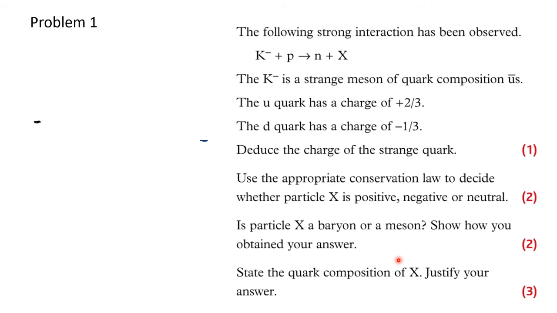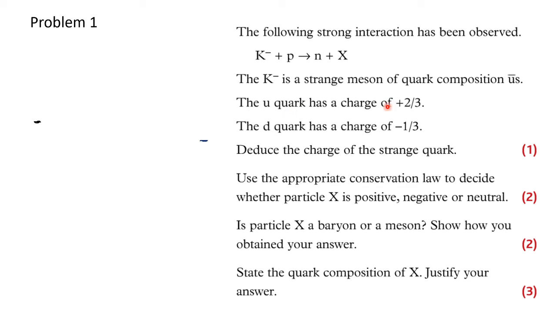Now let's take this problem. Problem 1. The following strong interaction has been observed. This equation was given. Then the K minus is a strange meson. Very important information. Strange meson means it has a strange quark in its composition, right? So this gives an indication.